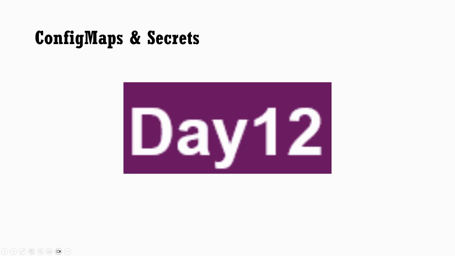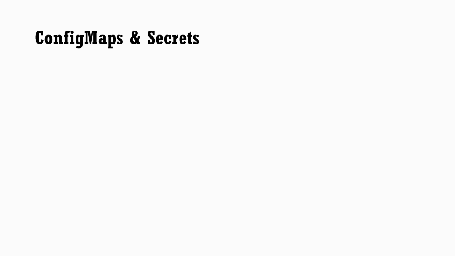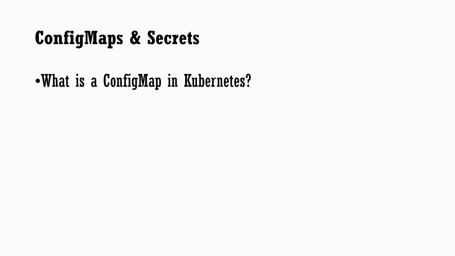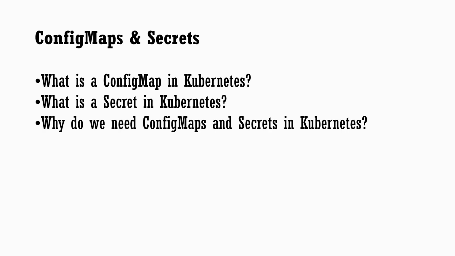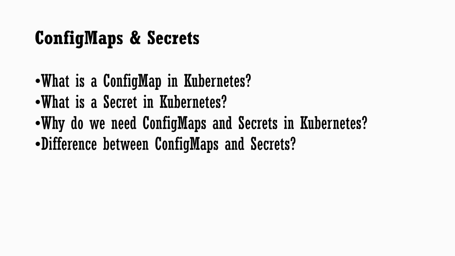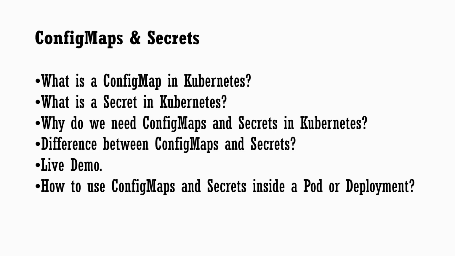Today is day 12 of our Kubernetes series and we are going to discuss a very important topic, especially from an interview and a CKA exam point of view: ConfigMaps and Secrets. In this session, we will cover what is a ConfigMap in Kubernetes, what is a Secret in Kubernetes, why do we need ConfigMaps and Secrets in Kubernetes in the first place, what is the difference between ConfigMaps and Secrets, and yes, we will also do a live demo. Finally, we will see how to reference and use ConfigMaps and Secrets inside a pod or deployment in Kubernetes.